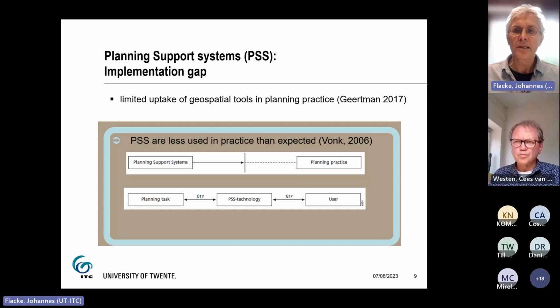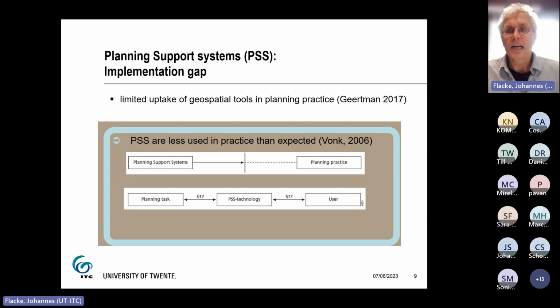So there is a gap between what tools the planning practice requires and the functionality of the tools that are being developed in science. The planning support systems do not match what the users need to perform their planning tasks: developing scenarios, assessing situations, developing different designs and so on. So for different tasks, there seems to be a mismatch.